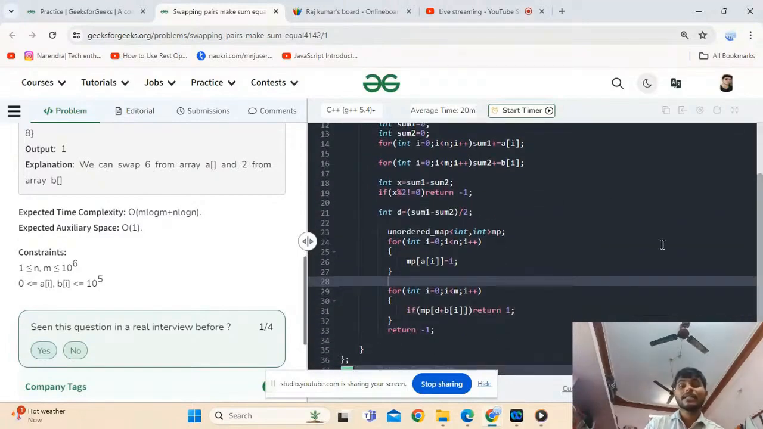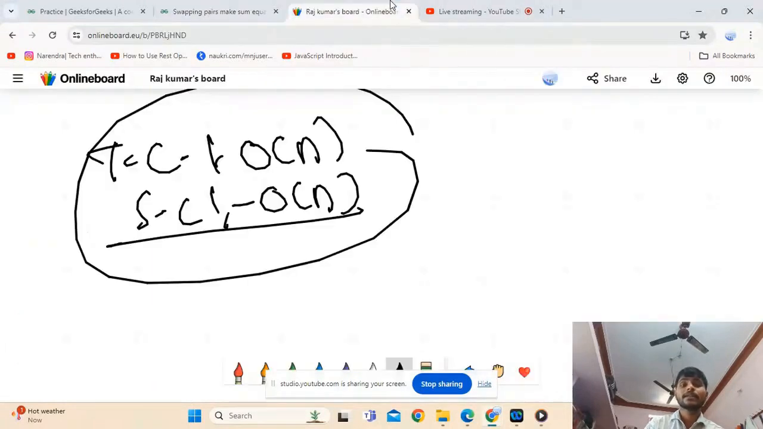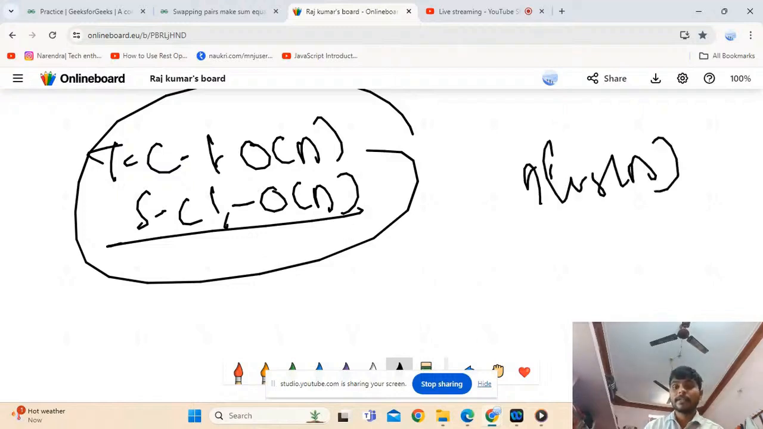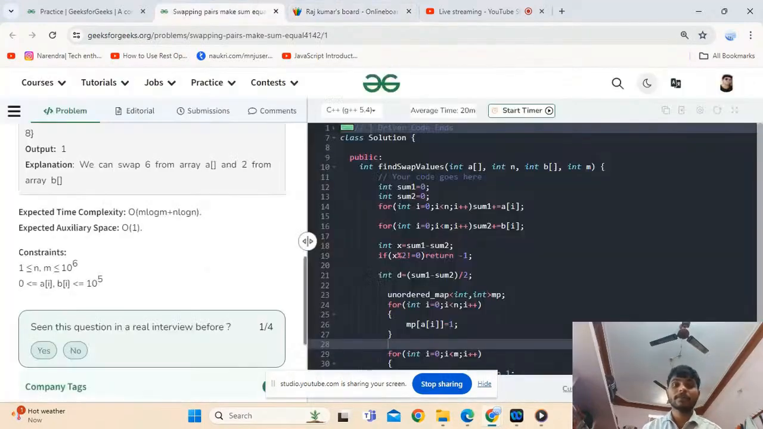So guys, this is also a best method. Time complexity is O(n), space complexity is O(n). This is also a best method, but we have to do it in n log n time complexity and O(n) space complexity. So guys, I will explain that method also.